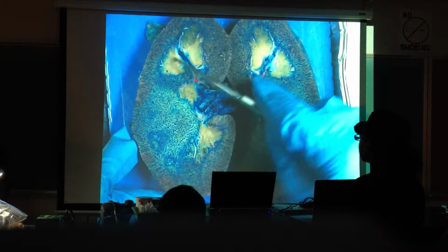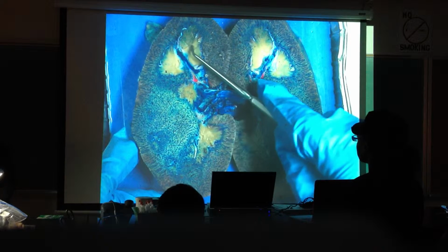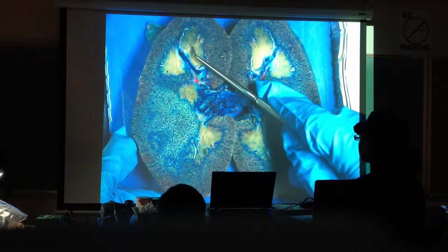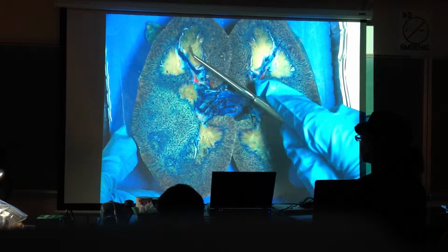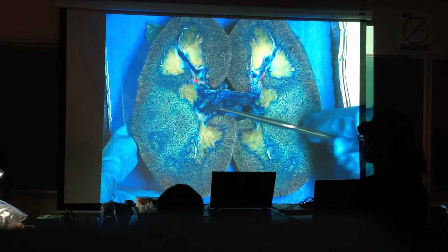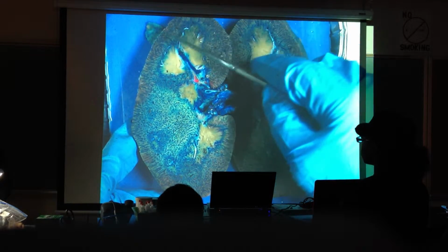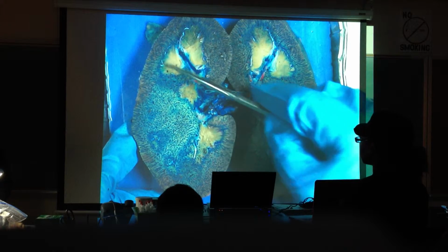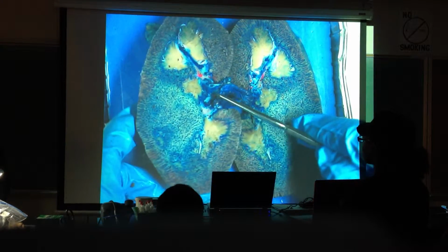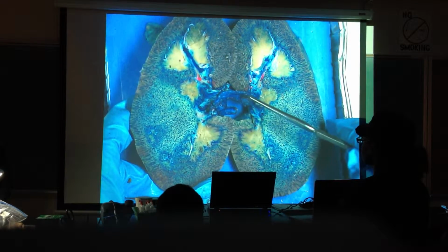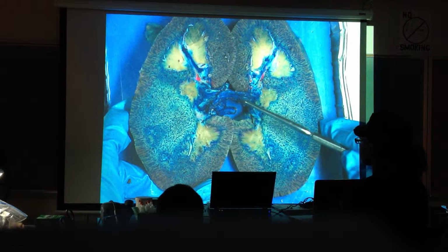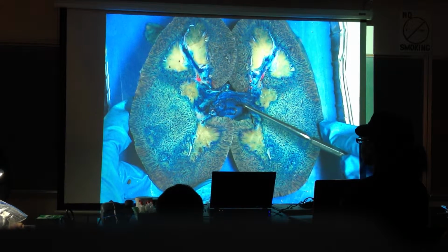The medulla is made up of these renal pyramids, and the renal pyramids are where the urine gets concentrated. The filtering is happening out here, so the blood is going to be coming all the way out to the cortex. It gets filtered, and then it gets concentrated here, and then it gets dumped into the pelvis, and the pelvis dumps into the urine. That's the basic pathway through the kidney.